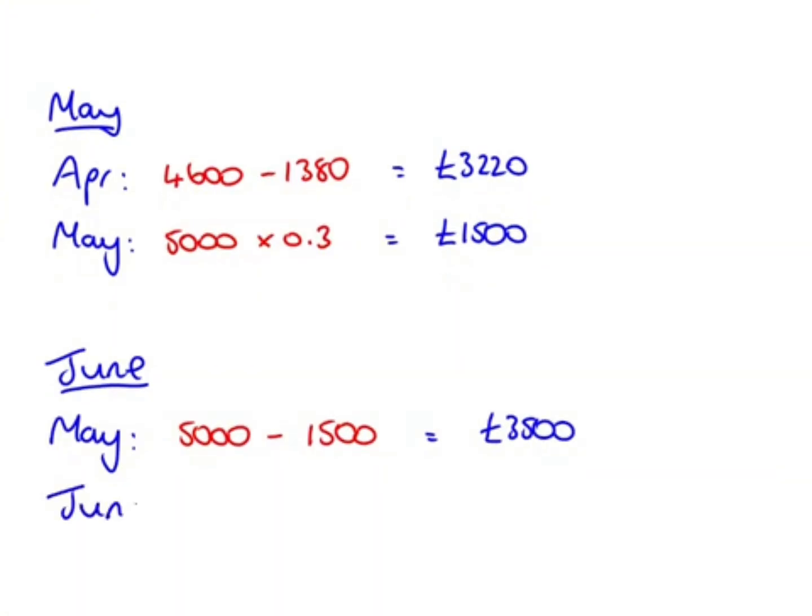And then, of course, we're going to be receiving June's cash sales. Our total sales in June were £5,350. 30% of those sales represent cash sales. So we'll be receiving £1,605 from June's sales in June.